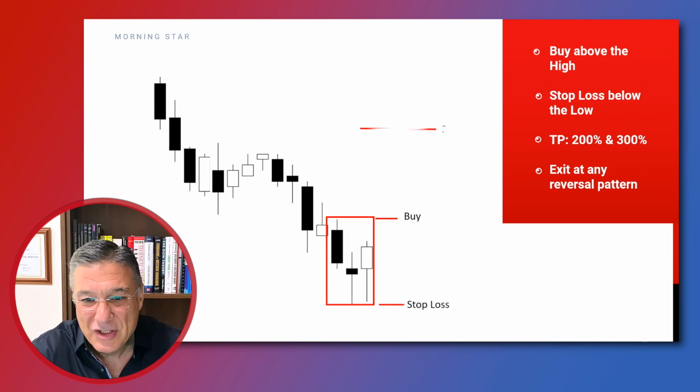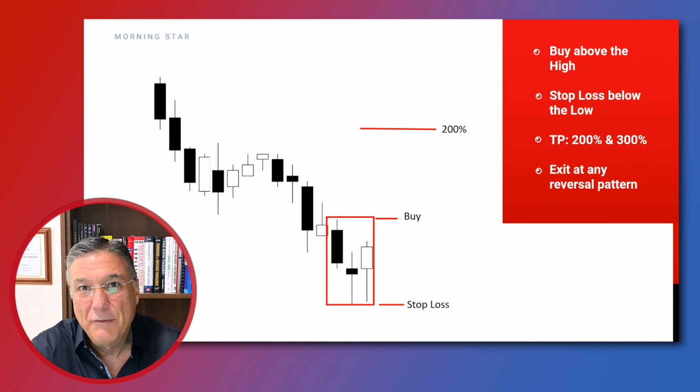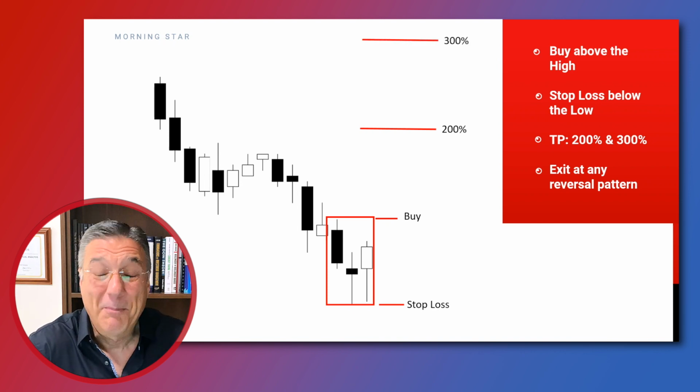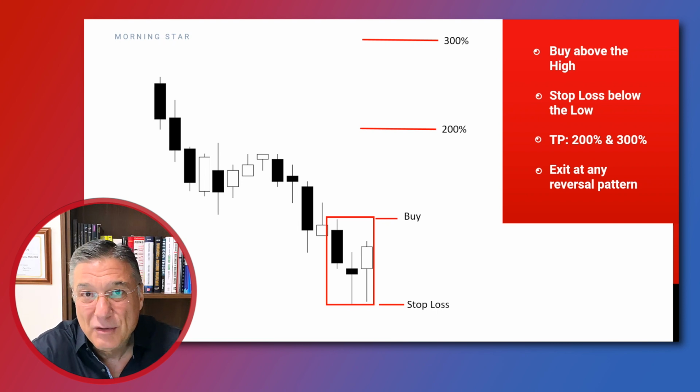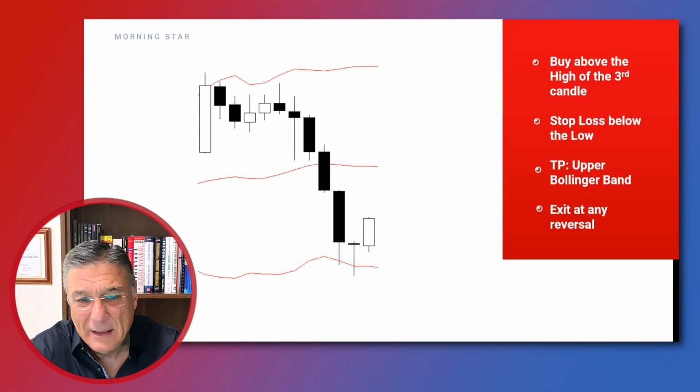Take profit strategy, again, a very simple strategy. We close part of our profit at the 200% level, and then we can close the remainder at the 300% level. But in any case, when we identify any reversal in the opposite direction, it's a good idea to close the remainder of our trade. Let's go ahead and introduce a different parameter in our strategy.